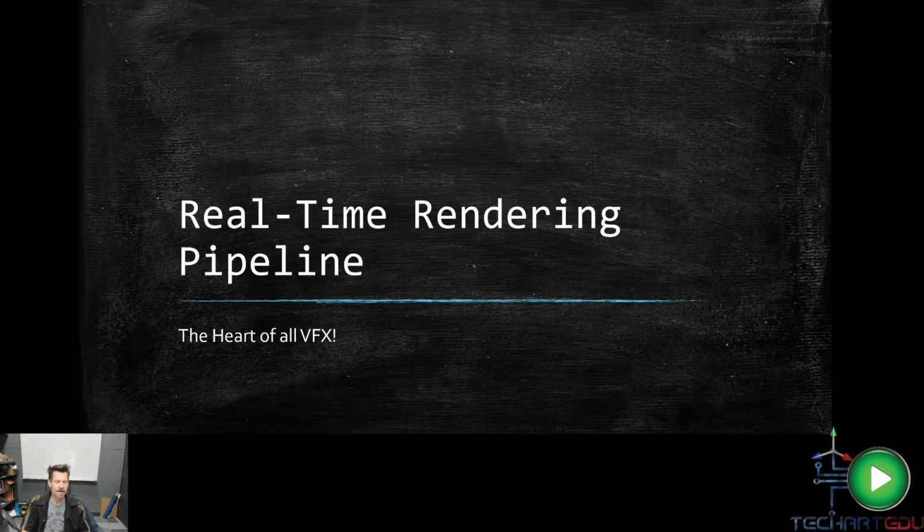So let's get things started with the real-time rendering pipeline. Yes, sir, Bob. Okay. So let's see.